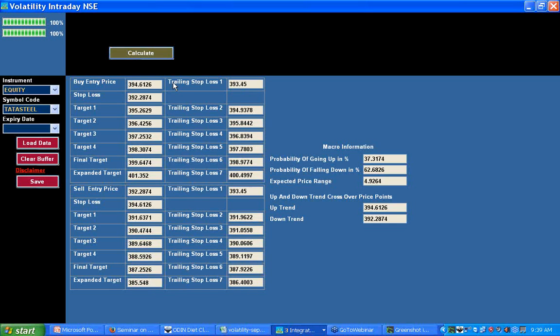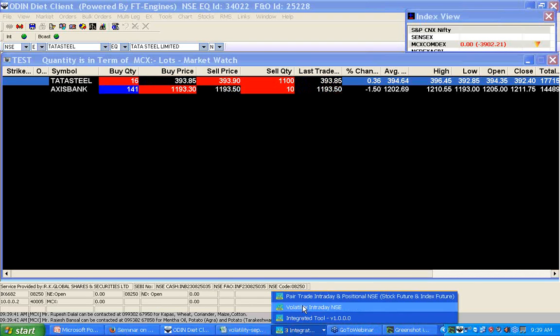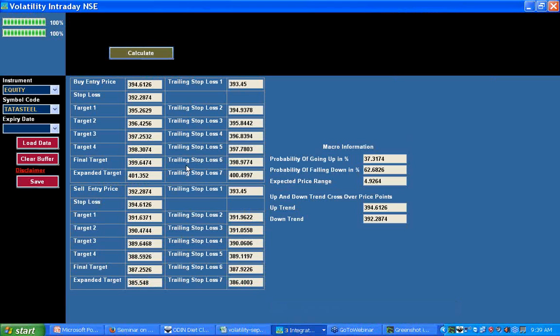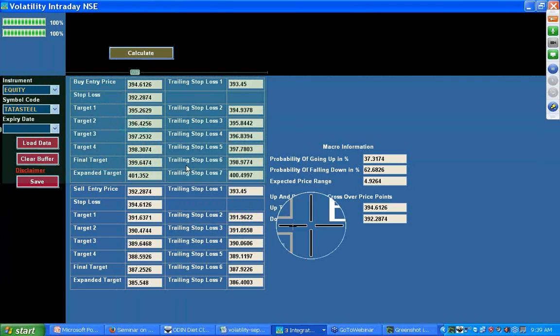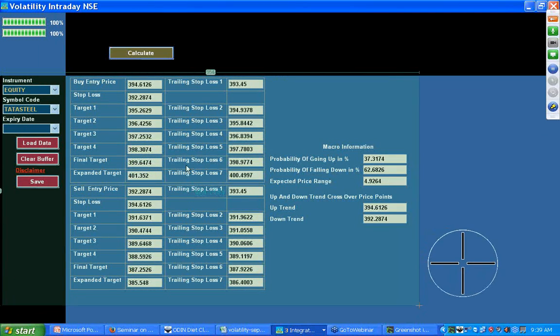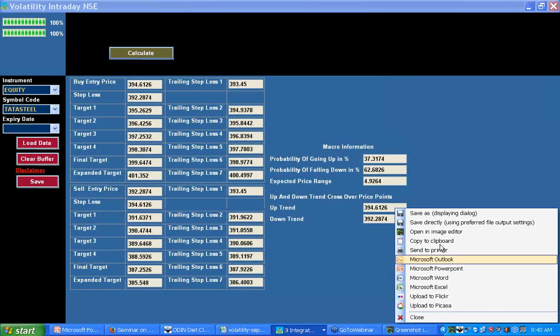So 394.61 it is asking us to buy, or 395 you can round it. 392.28, so round it to 392. So 394 it is telling us to buy, 394 point something it is saying. So 395 it is telling us to buy. So this also I'm going to save. So these are the levels for Tata Steel for the day. These two experiments I will take, and probability of falling down is more, going up is less.